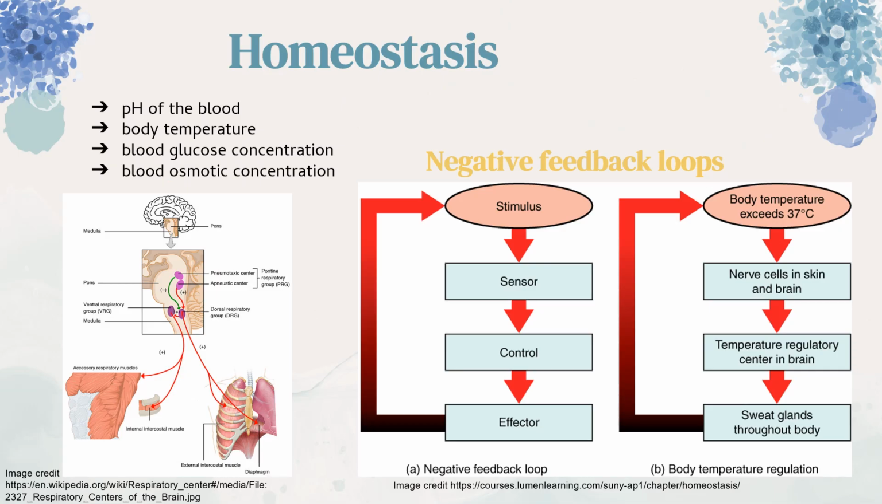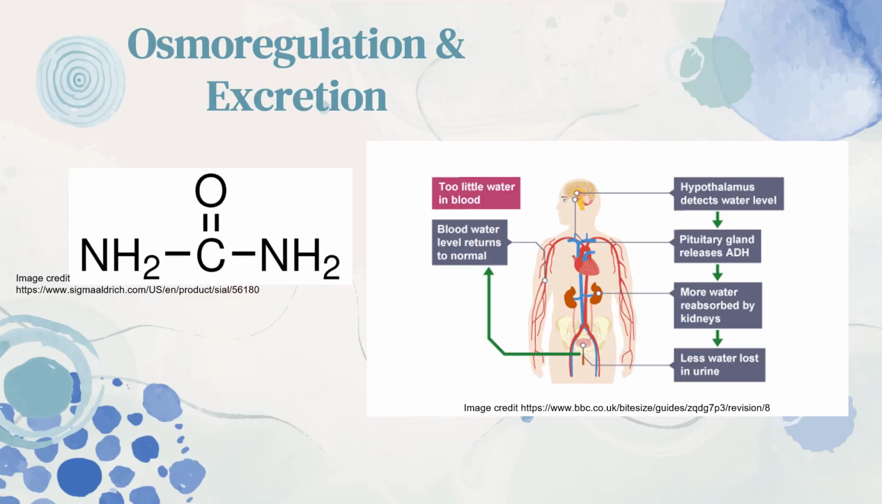And remember that homeostasis is all about maintaining some internal condition at a stable and constant level. We do this through the use of negative feedback loops. We have already talked about how pH of the blood, body temperature, and blood glucose concentrations are maintained through homeostasis and these feedback loops. Today we're going to look at blood osmotic concentrations. How much water are we keeping in the body? The two functions of the kidney that we're going to look at today are osmoregulation and excretion.